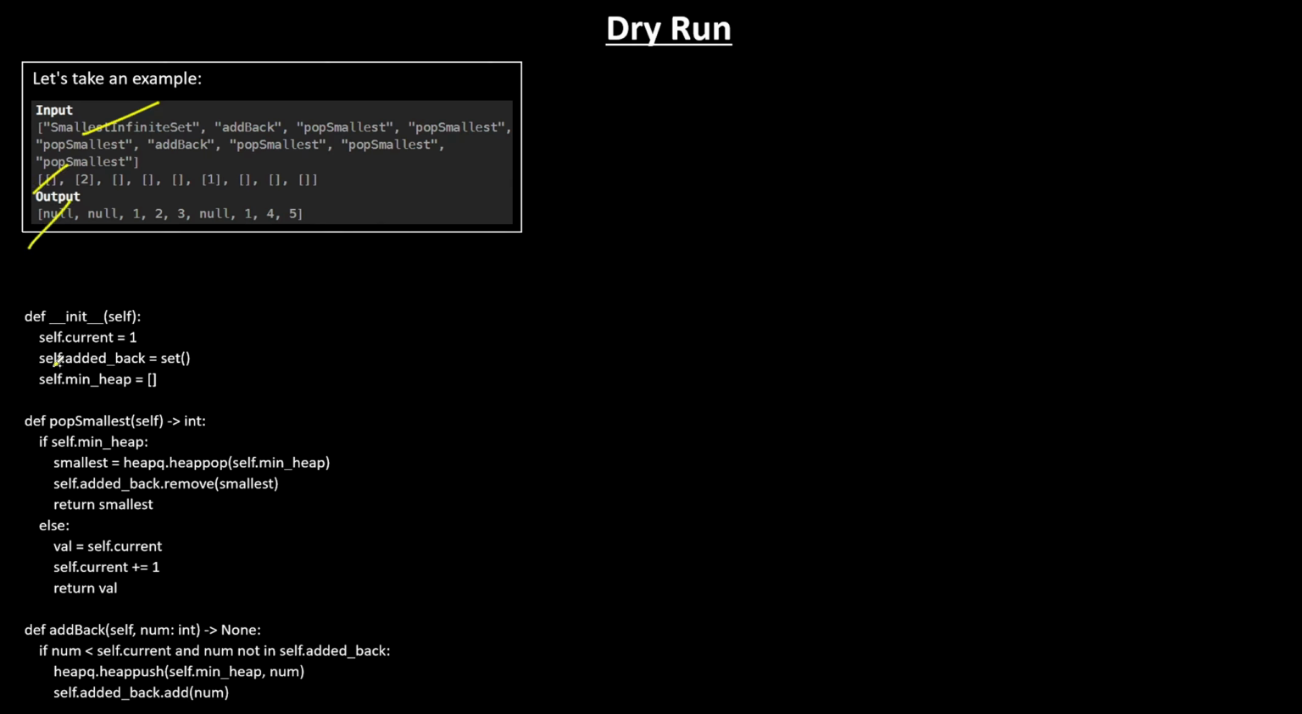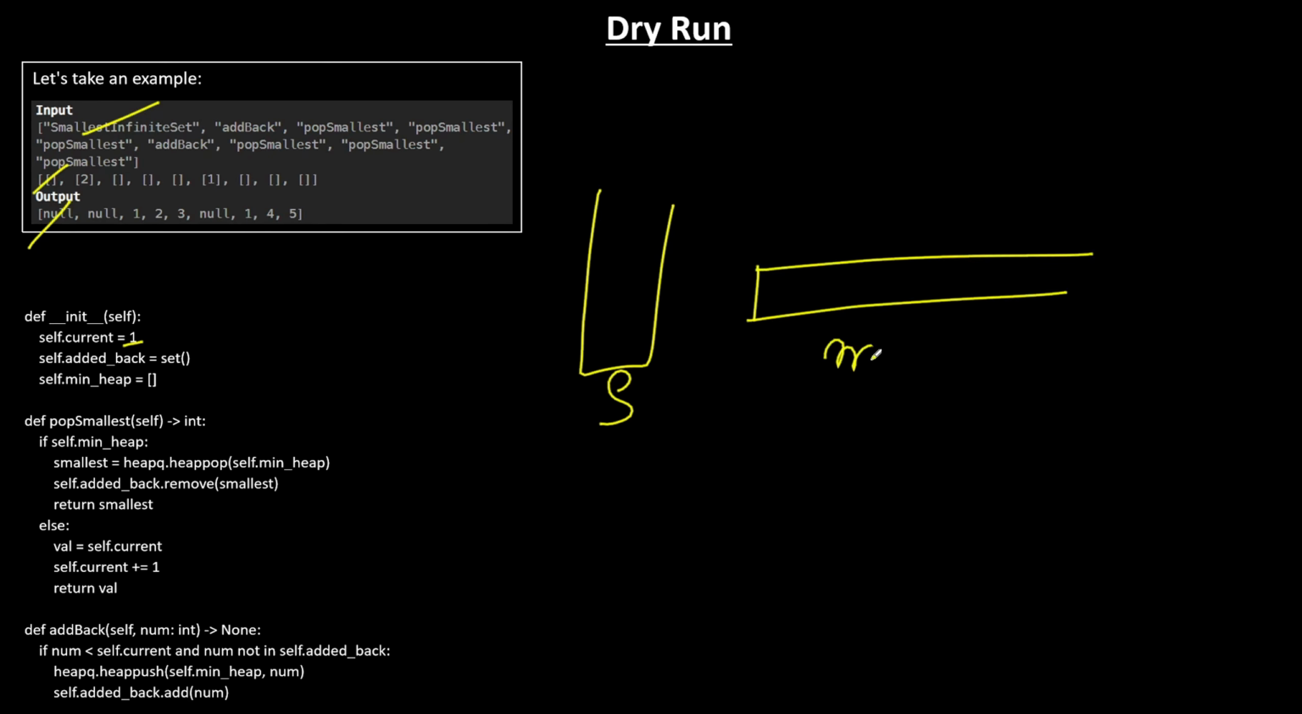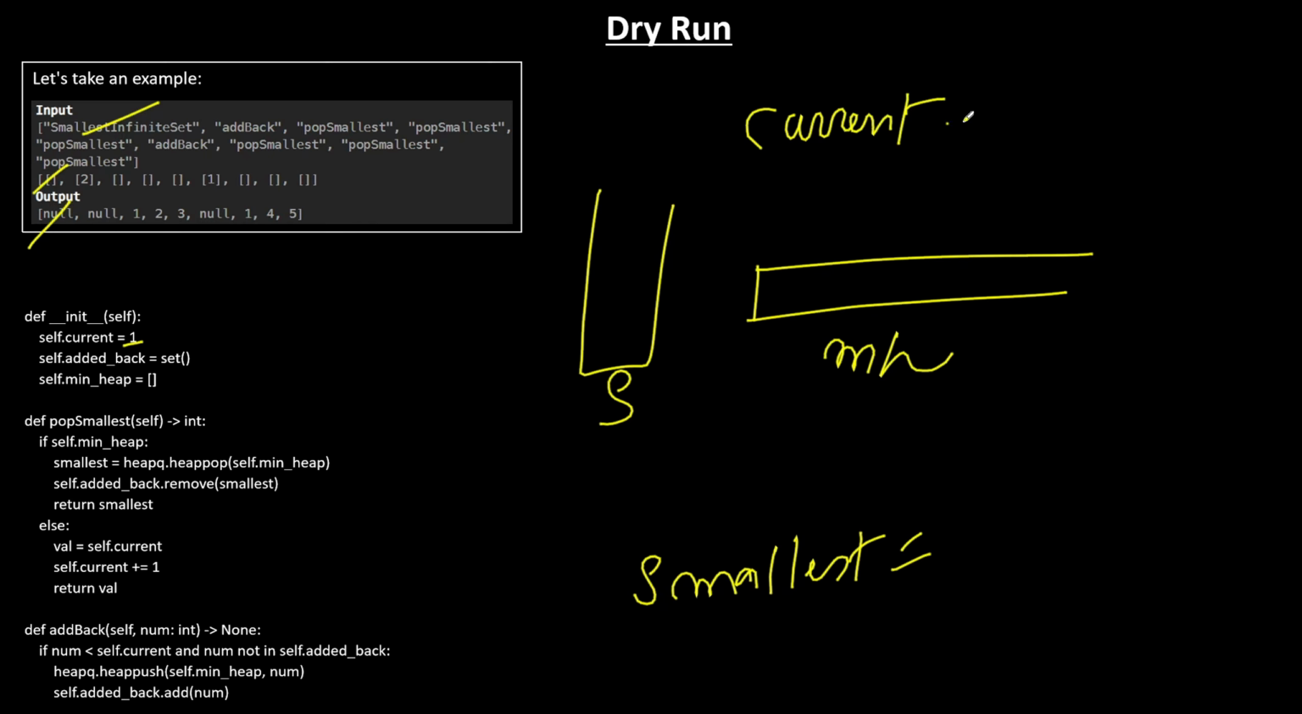Okay. And after that, currently our current is one. We have this set. Let me draw this set here. I'm marking it as S, please keep that in mind. This is a min heap. I will write it as MH. Anything else? No. We have the smallest. We'll create a smallest variable here. Anything else? Current also. We'll increment the current as required. Okay. Great. Let's start.